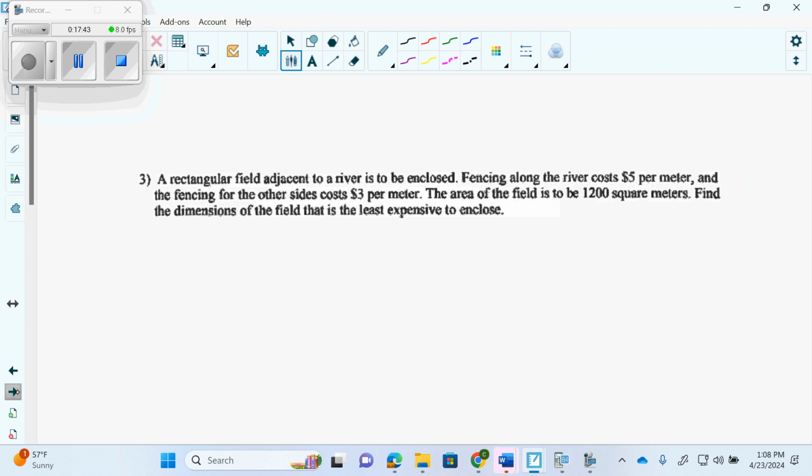Okay, so here we have a rectangular field adjacent to a river. What does adjacent to a river mean? Beside a river. So here's a river, we have a rectangular field adjacent to it. Okay? It is to be enclosed. Fencing along the river costs $5, so this here is more of a cost. And the fencing on the other sides is $3 per meter.